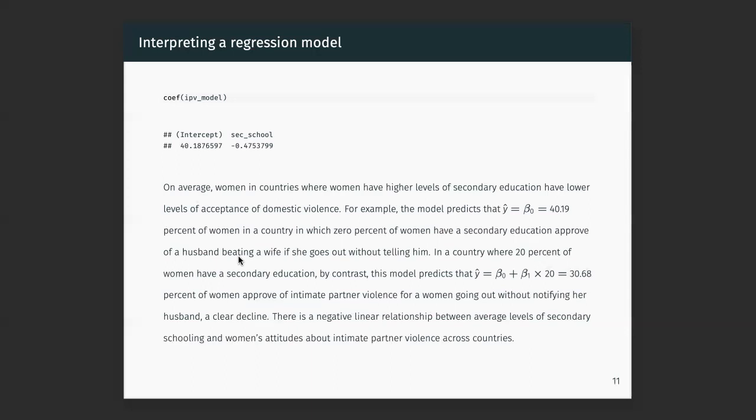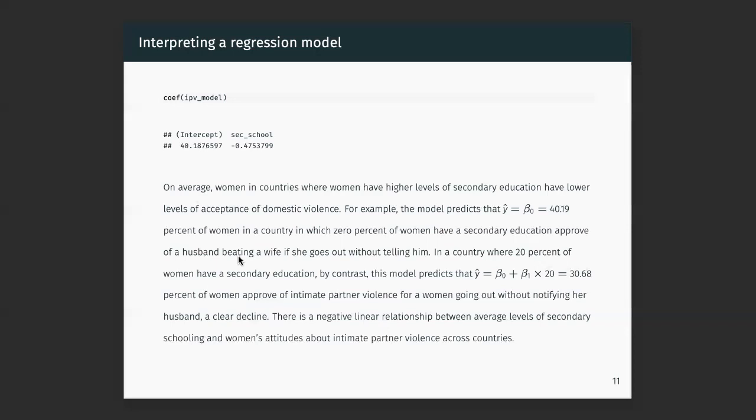What I'm not going to say is if a country increases its secondary schooling by 20 points, it should see a decrease in toleration for intimate partner violence of 20 points. I'm not going to say that. That's a causal interpretation, and it's something people like to say in a regression context, but that's strictly causal inference, because we're saying if I were to manipulate my X variable, it will cause a decrease in the Y variable. But I don't actually know that from this analysis. It could be some other process associated with secondary schooling that is driving the outcome.